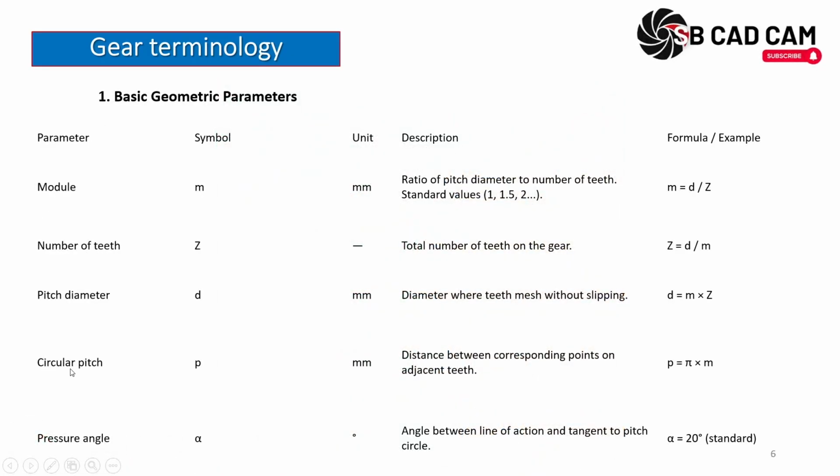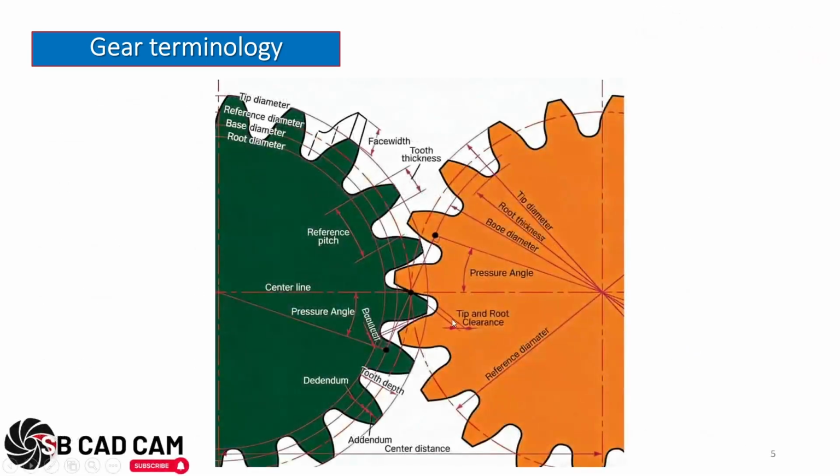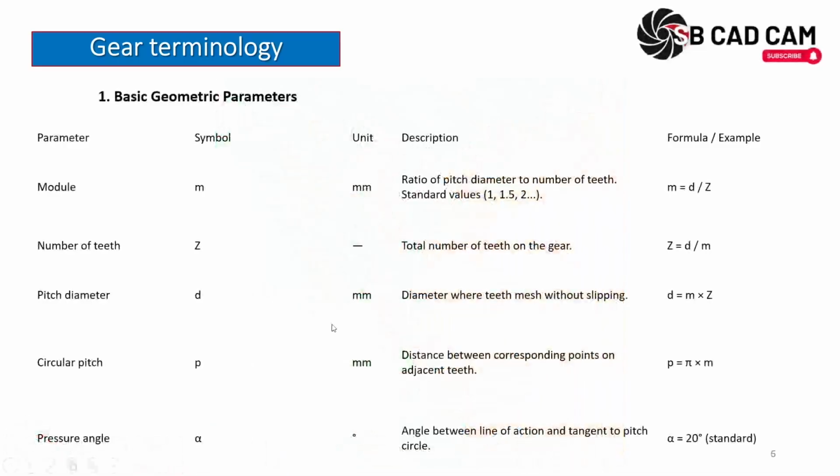Then we have the circular pitch P. It is the distance between corresponding points on adjacent teeth. We calculate P as pi times the module, and it is here. It is the distance between two teeth or two maximums. We can take it from here to here, or from here until here. We can do it as we want.